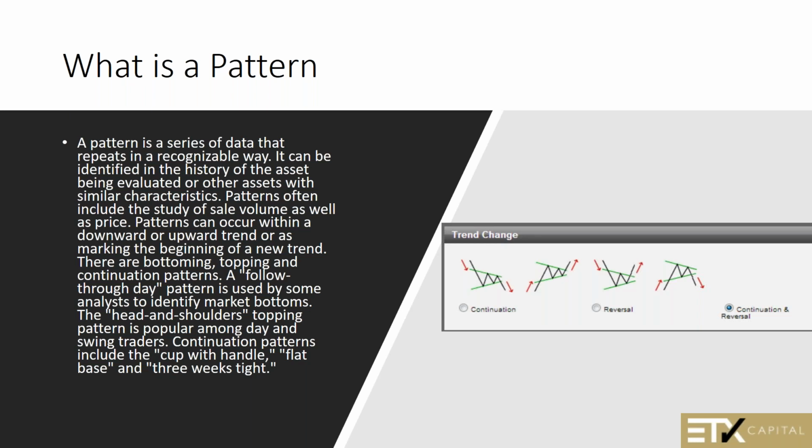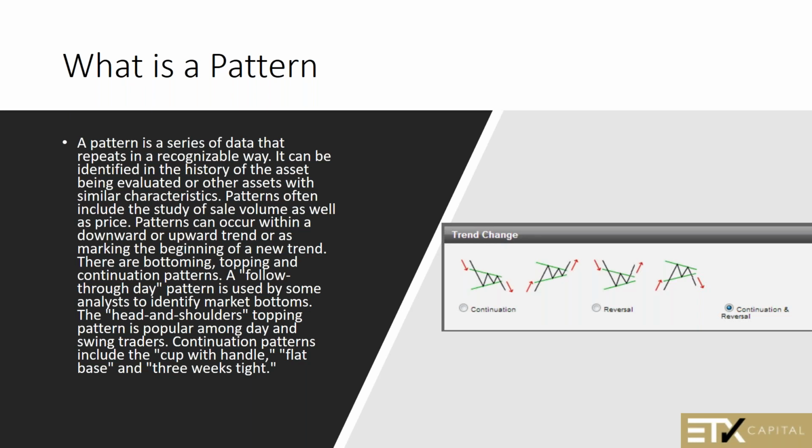Now, a pattern is a series of data that repeats in a recognizable way. It can be identified in the history of an asset being evaluated or other assets with similar characteristics. Patterns often include the study of sale volume. And remember this: not only do you want to look at the quality of the trend, you want to look at quality and quantity. Quantity is volume. So the quality of the trend and the quantity, or the volume, will give you a good understanding of whether you should rely on that pattern.